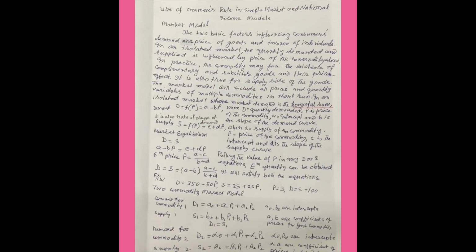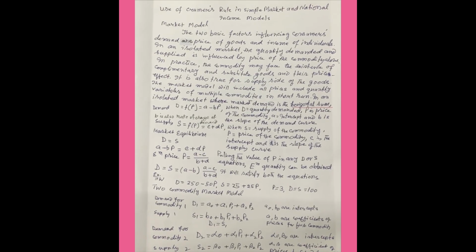Now when we talk about the market model, generally two basic factors influence consumers' demand. These two basic factors are price and income of individuals. But in an isolated market, the quantity demanded and supplied is influenced by the price of the commodity alone. So in that case, the income factor doesn't come in an isolated market.